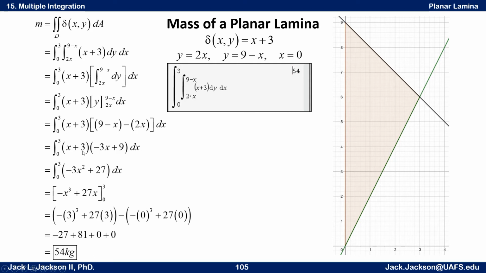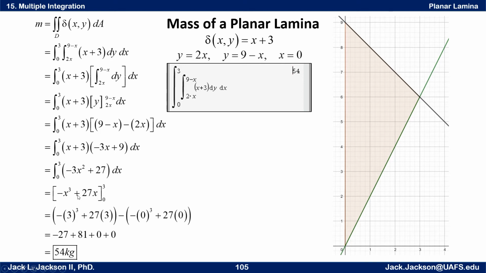If you look, this is negative 9x plus 9x for the O and the I, which cancel out. So in this case, there's no x term. Now we just integrate that polynomial, add 1 to the power, and divide by the new power. So this goes up to the third power. The 3's cancel when I divide by 3, so I get negative x cubed, and then plus 27x.